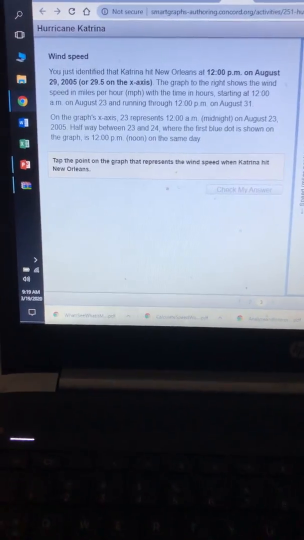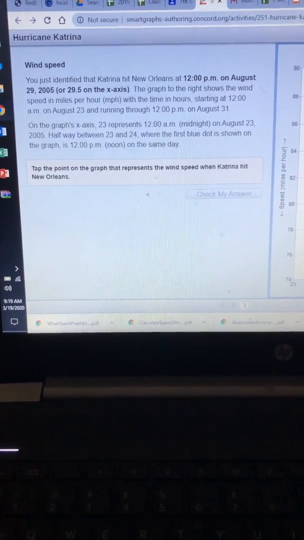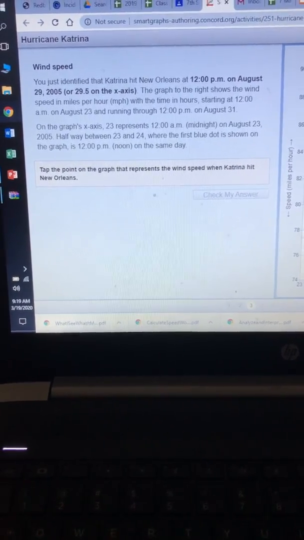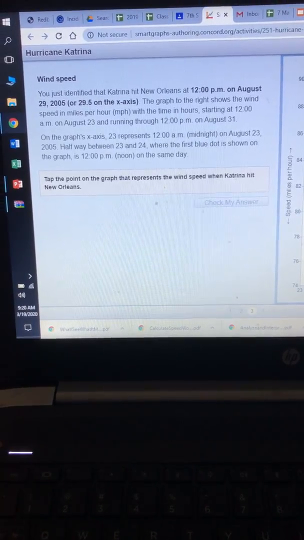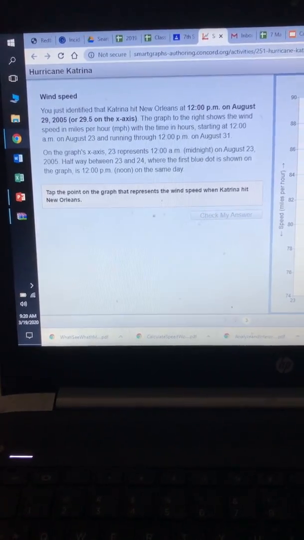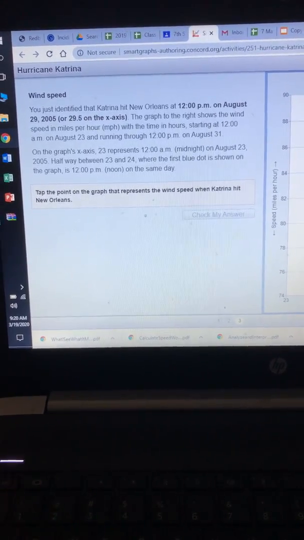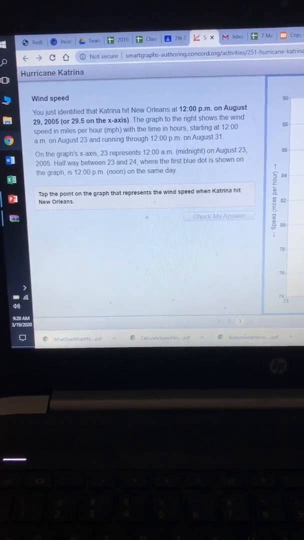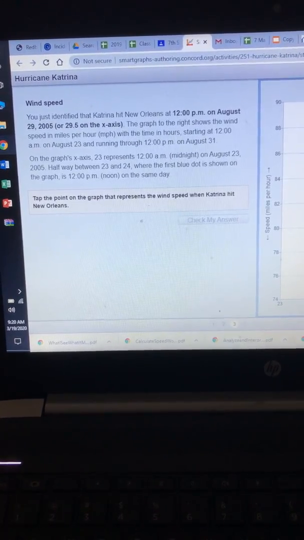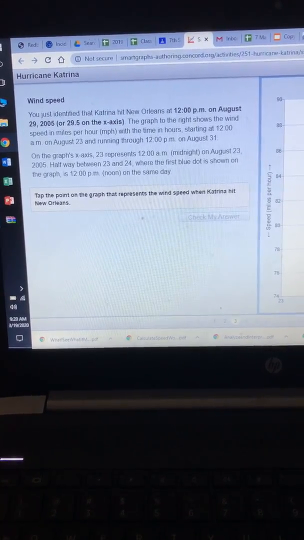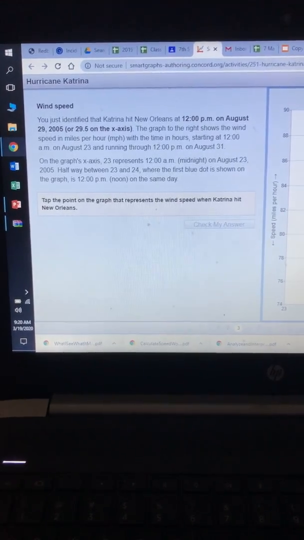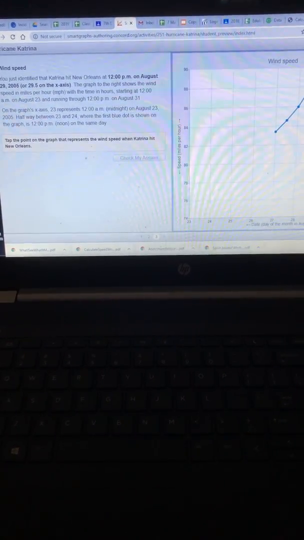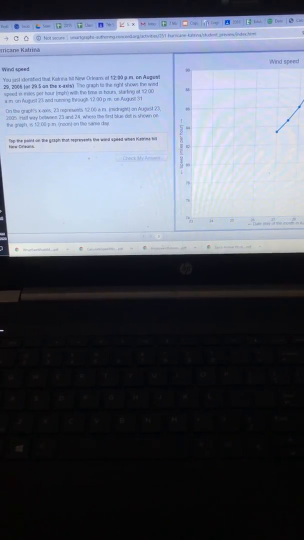All right, wind speed. You just identified that Katrina hit New Orleans at 12 p.m. on August 29th, 2005, or 29.5 on the x-axis. This graph to the right shows the wind speed in miles per hour with the time in hours, starting at 12 a.m. on August 23rd and running through 12 p.m. on August 31st. On the graph's x-axis, 23 represents 12 a.m. midnight on August 23rd, 2005. Halfway between 23 and 24, where the first blue dot is shown on the graph, is 12 p.m. noon on the same day.